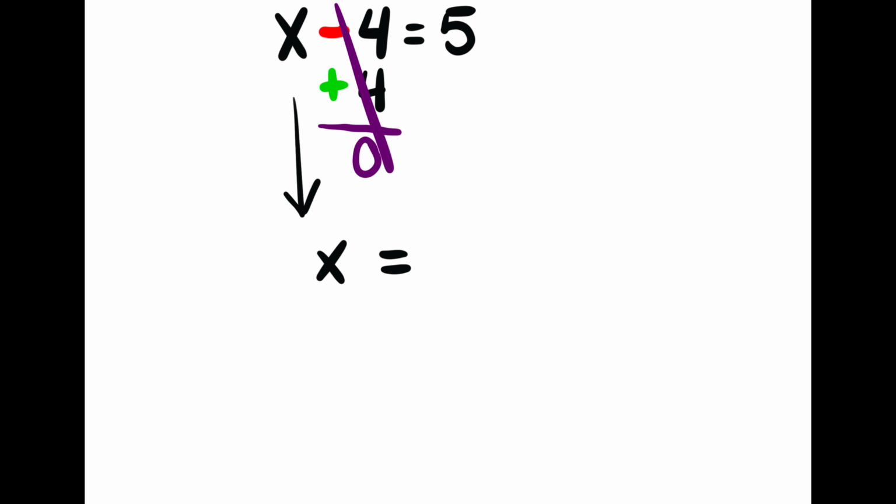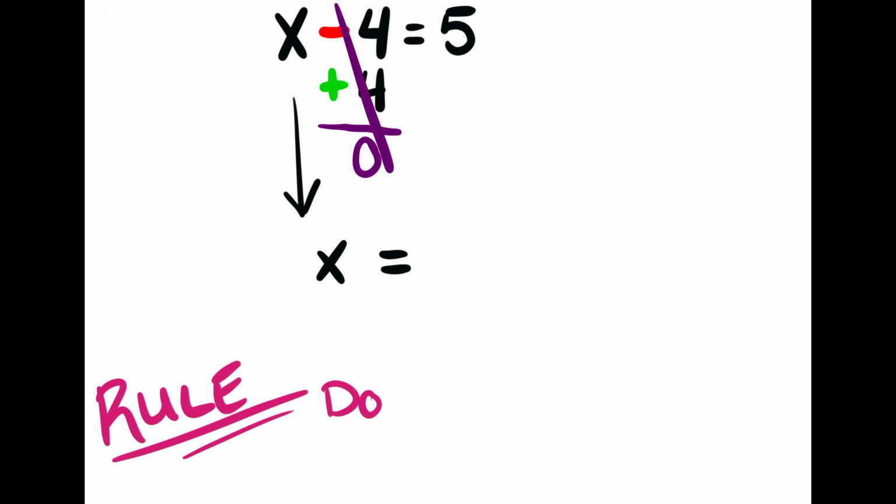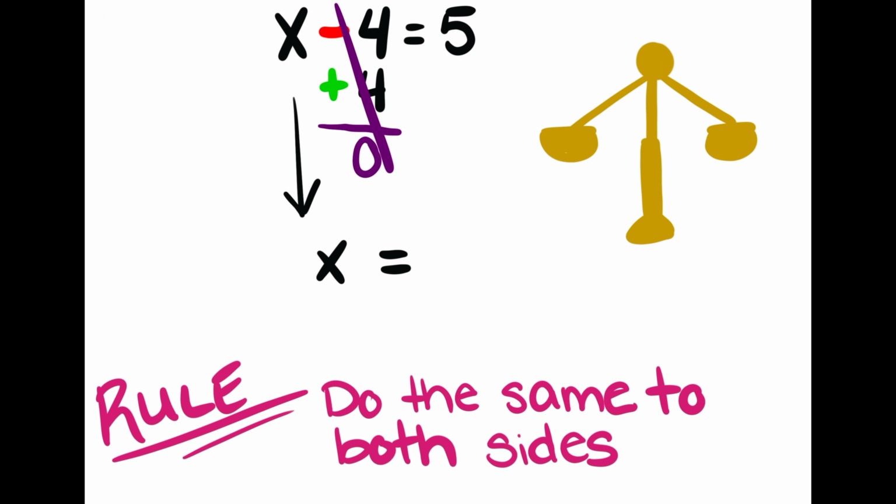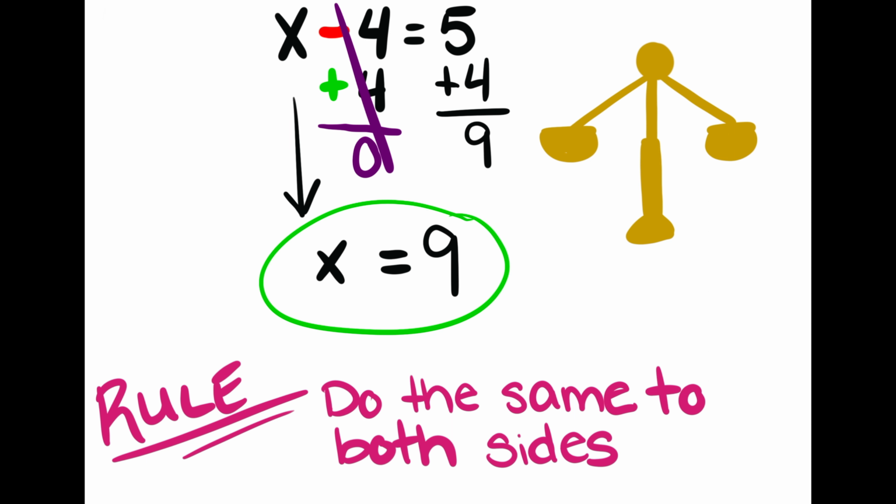But wait, one-step equations have one big rule to follow. You must do the same to both sides of the equal sign. So if we added 4 on the left, we need to add 4 on the right. After doing our math, all that's left is x equals 9. That's your answer.